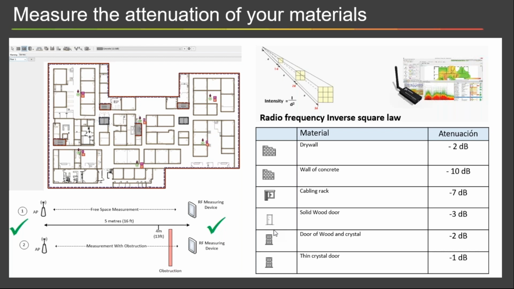Sometimes in educational buildings and hospitals, there's a building code specification that makes you have two sheets of drywall. You think it's only one, and the wall is hollow, so you're thinking it's 2 dB attenuation, but really it's 4.